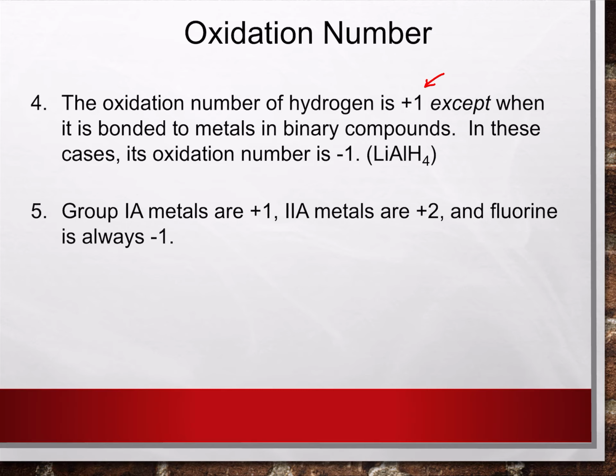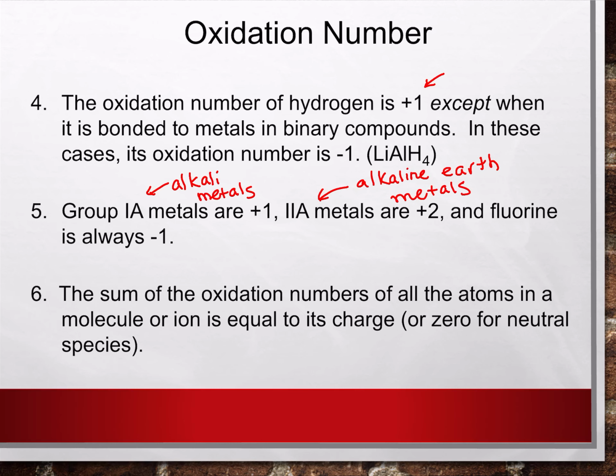If you have a group 1A metal, so these are alkali metals, alkali metals are always +1. Alkaline earth metals, so any group 2A, are always going to be +2. And fluorine is always a -1. So these will help you out, right? And then those are like our hard and fast rules, right?